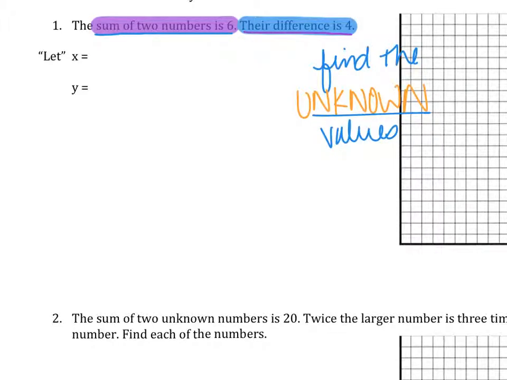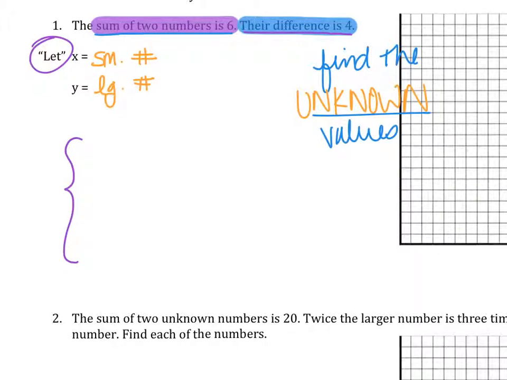So whenever I see problems like this where it's just talking about two different values, you need to call one number or one variable or unknown the larger number and one the smaller number. So I always do x is my smaller number, and y then is going to be my large number. You could flip it around where y is the smaller one and x is the larger. That does not matter as long as you tell me which is which.